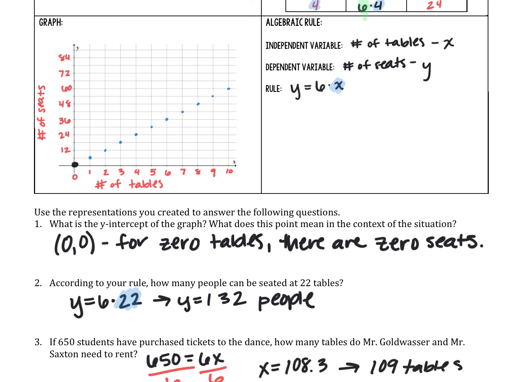So can this situation have an input of 4.5? Well, our inputs represent the number of tables. It's not possible to have half of a table, so the answer would be no.